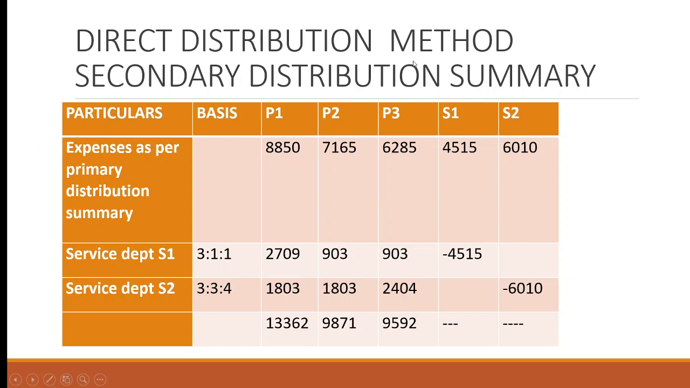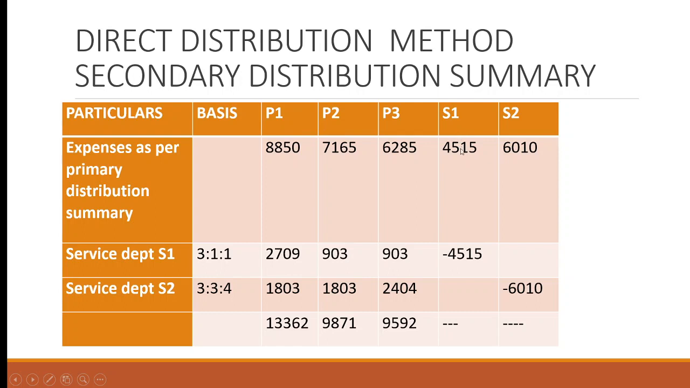So the direct distribution method, secondary distribution summary, columns: particulars, basis, P1, P2, P3, S1, S2. Expenses as per primary distribution summary. As per primary distribution summary, the overheads cost of different departments is already given in the problem. So 8,850 for P1, 7,165 for P2, 6,285 for P3, 4,515 for S1 department and 6,010 for S2 department. Now what we have to do is, we have to take S1 department overheads, that is 4,515, and this amount should be apportioned to P1, P2 and P3.